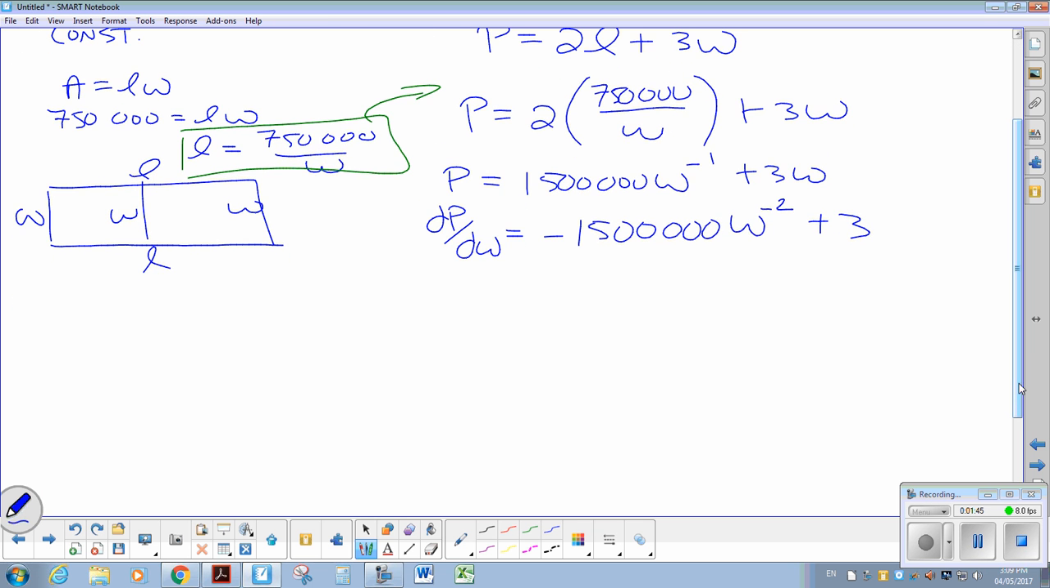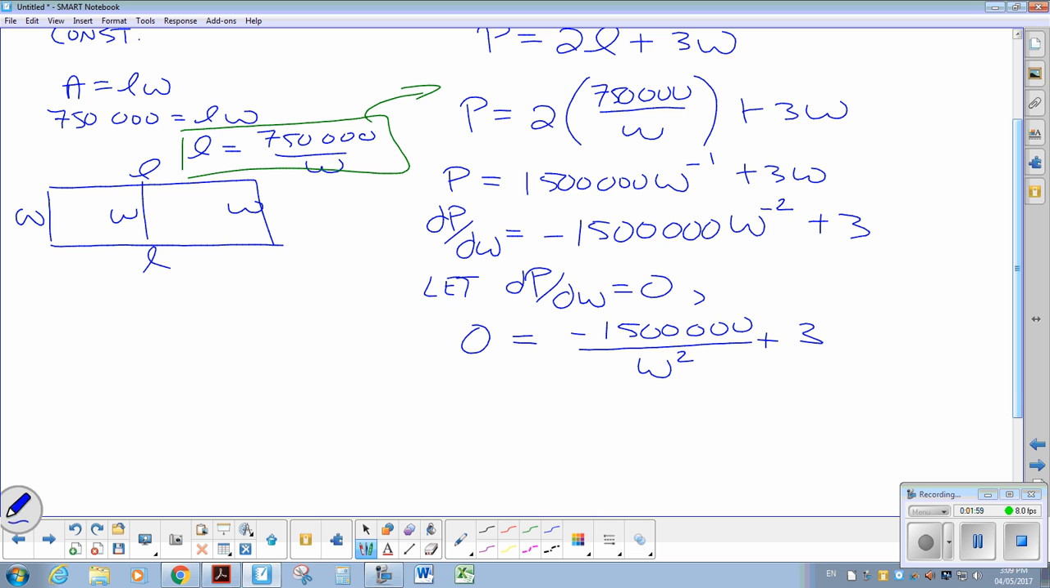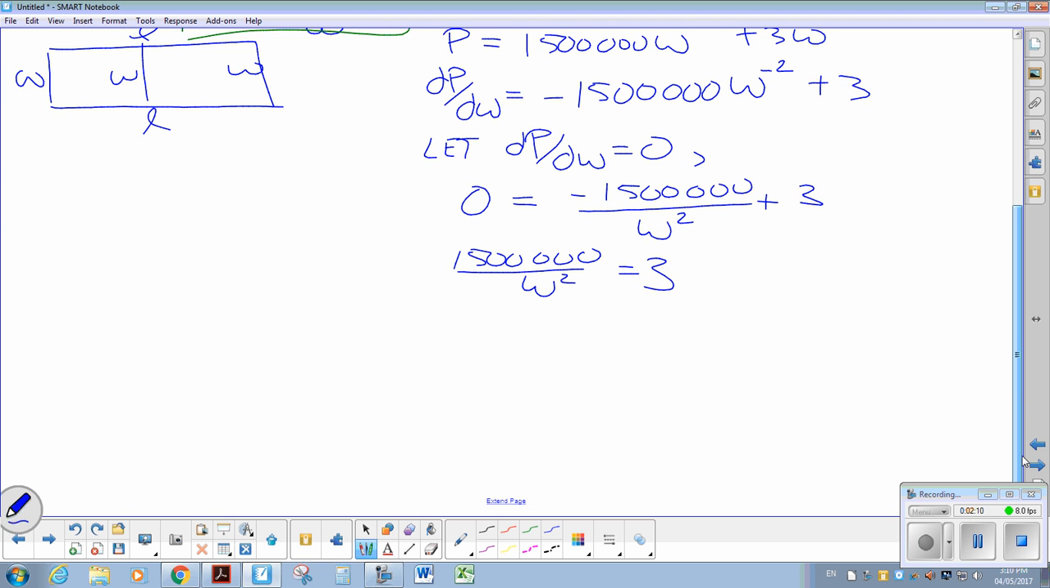So scroll down here. It's an optimization, so we let the derivative of perimeter with respect to width equal 0. 0 equals -1.5 million W to the -2. I'm going to put that W squared on the bottom where it belongs. So that means we end up with 1.5 million over W squared equals 3. So now I have 1.5 million equals 3W squared.